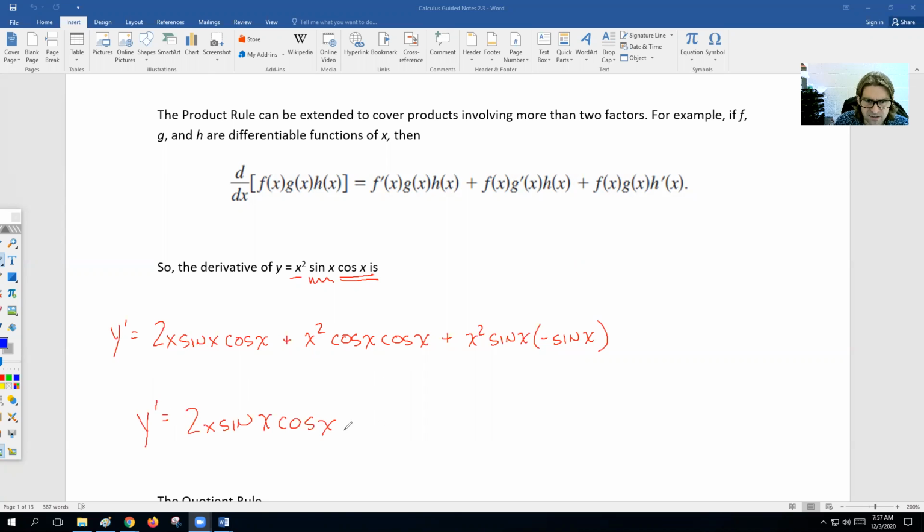Then x squared times cosine of x times cosine of x becomes x squared cosine squared of x. And x squared times sine of x times negative sine of x becomes just negative x squared sine squared of x. There we go. So we get this really long expression here. That's what we use to find the slope, but we're just practicing, we're doing all the training we can to make sure we understand the product rule.